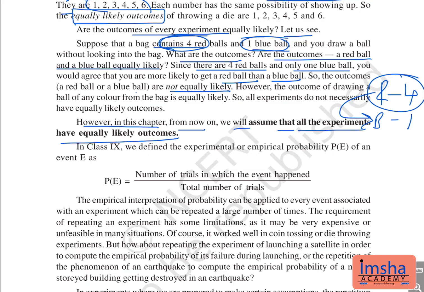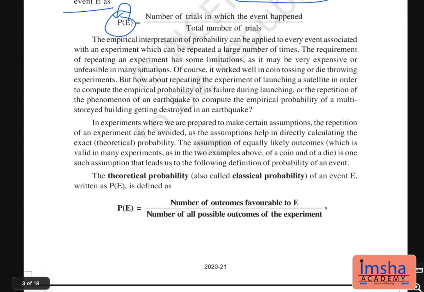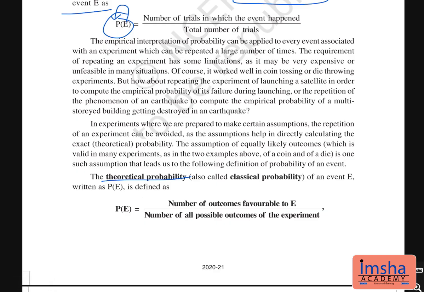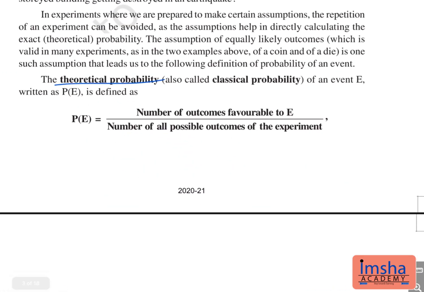The empirical probability of an event E, that is P of E, can be determined by the number of trials in which the event happened divided by the total number of trials. This is the empirical probability, and this is the theoretical probability, also called classical probability of an event E, written as P of E.